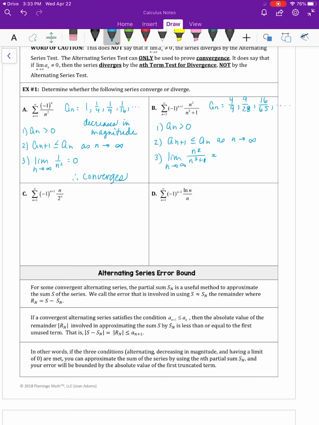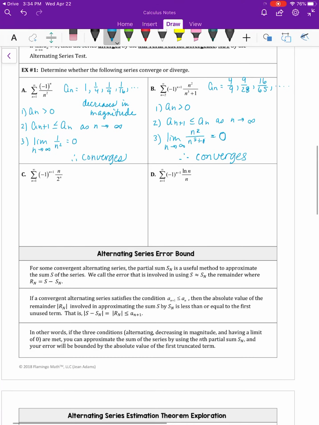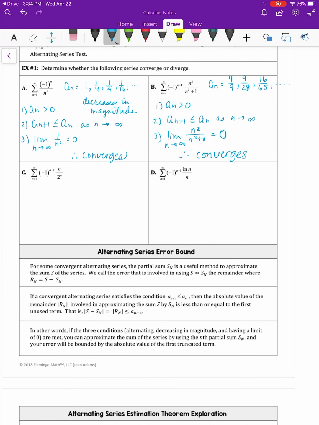And then number 3, we have to take our limit of our a sub n. The limit as n goes to infinity of n squared over n cubed plus 1. And we know that the n squared and the n cubed is so strong that we can look at it as n squared over n cubed and cancel and get 1 over n. And then when we put infinity in, we do get 0. So therefore, this series converges by the alternating series test.